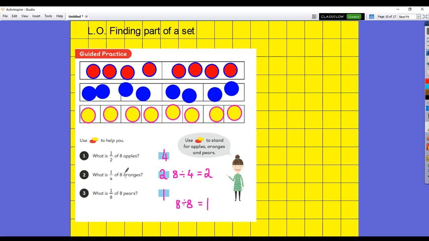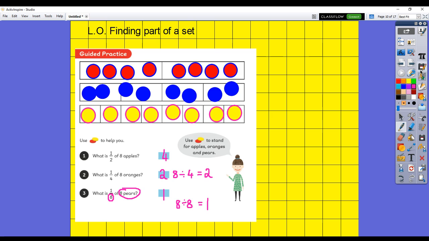Okay? A little tip is whatever the denominator is, you are dividing that by however many you have. So you might have pears, you might have sweets, you might have apples. Okay? Try and remember that. I want you to use, if you're at school, you need to use counters. If you're not at school, you need to use any objects that you have. Okay? For your tasks today.